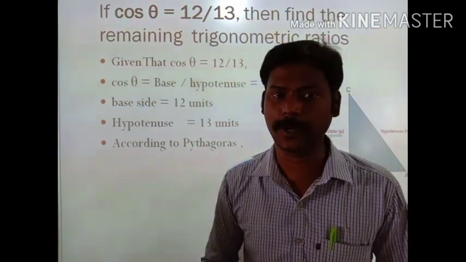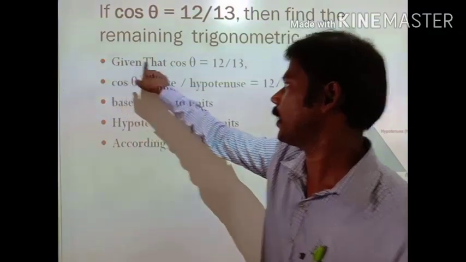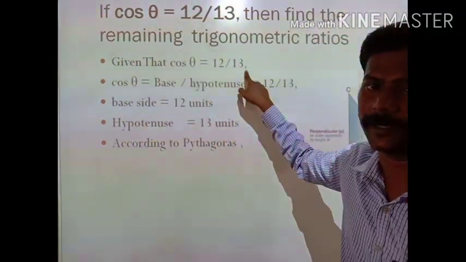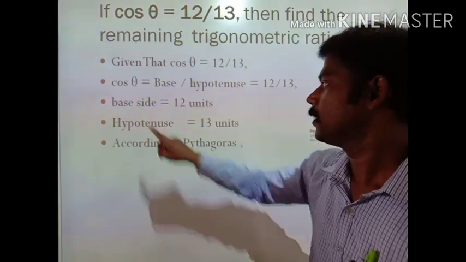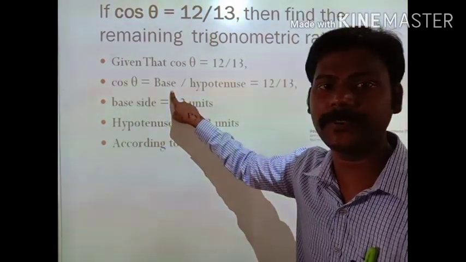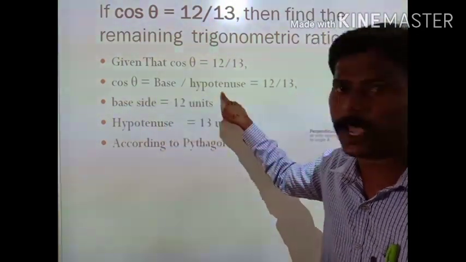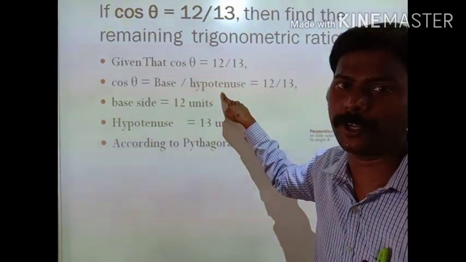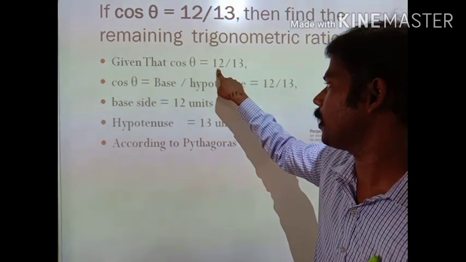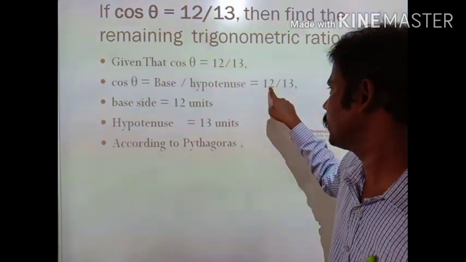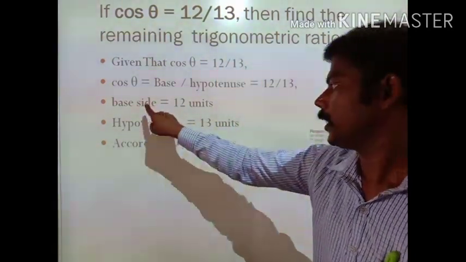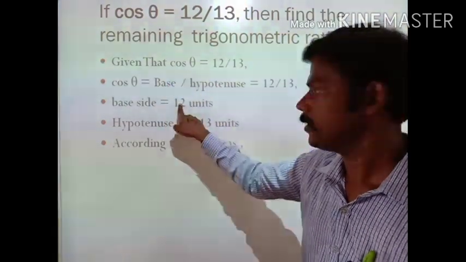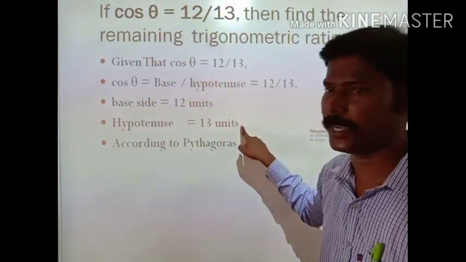Now come to our first problem. What is given first in the question? Cos theta equal to 12 by 13 is given. Next, cos theta is equal to, what is the definition, children? Base by hypotenuse, or adjacent side by hypotenuse. So according to the given problem, we write the fraction 12 by 13. Next, observe the values. Base equal to 12, hypotenuse equal to 13.